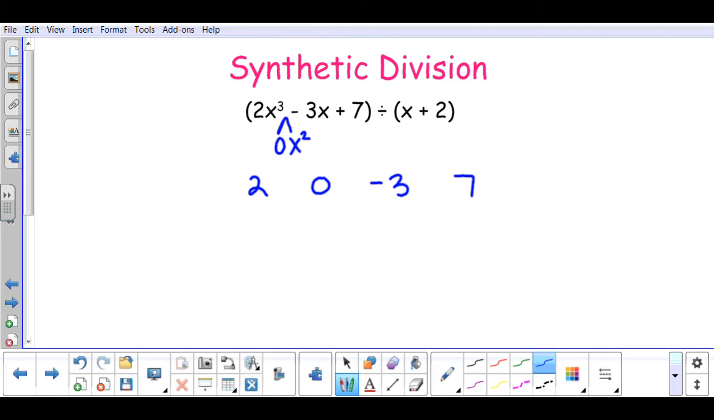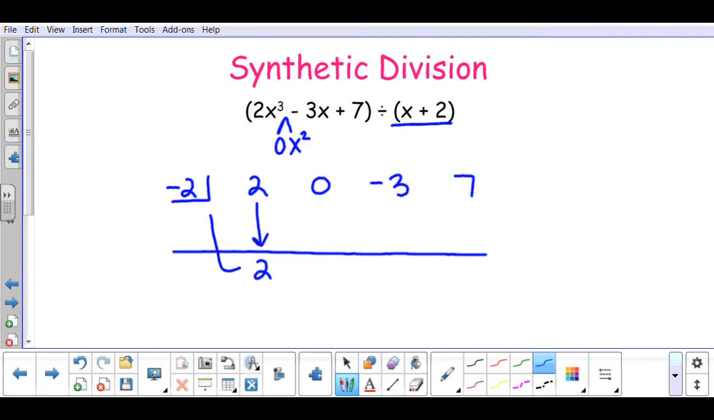Then in a box off to the left, I'm going to put the opposite of the x plus 2, so I'm going to put a negative 2. You're going to draw a horizontal line, leaving a space between the numbers in your line. And then you go to the first 2 in front of the box, and it just comes down below that horizontal line you drew.